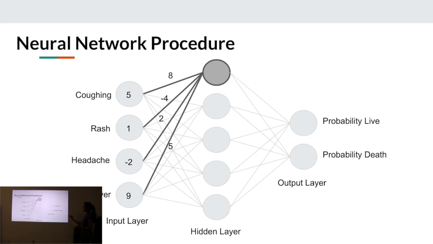So in order to calculate this, we take the input times the weight, and we add all of them together. So we take 5 times 8, 1 times -4, -2 times, I believe that's 2, and 9 times 5. And we add them here. What would we get? Okay, so yes, 77.